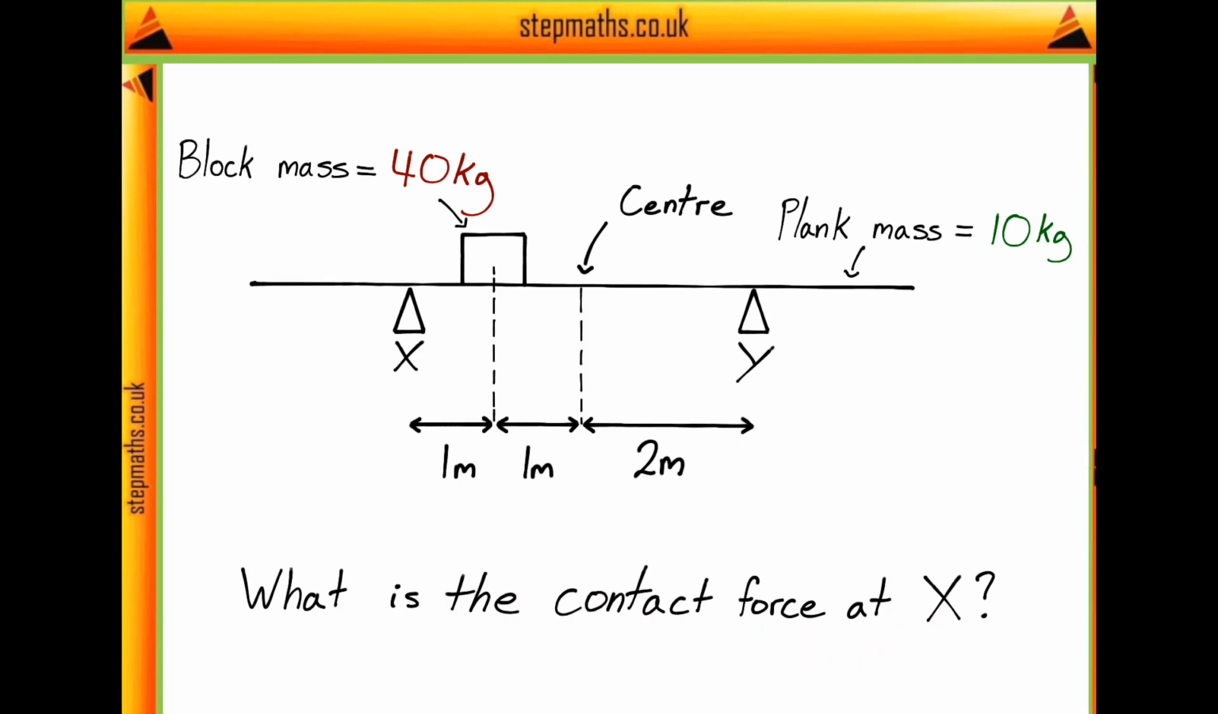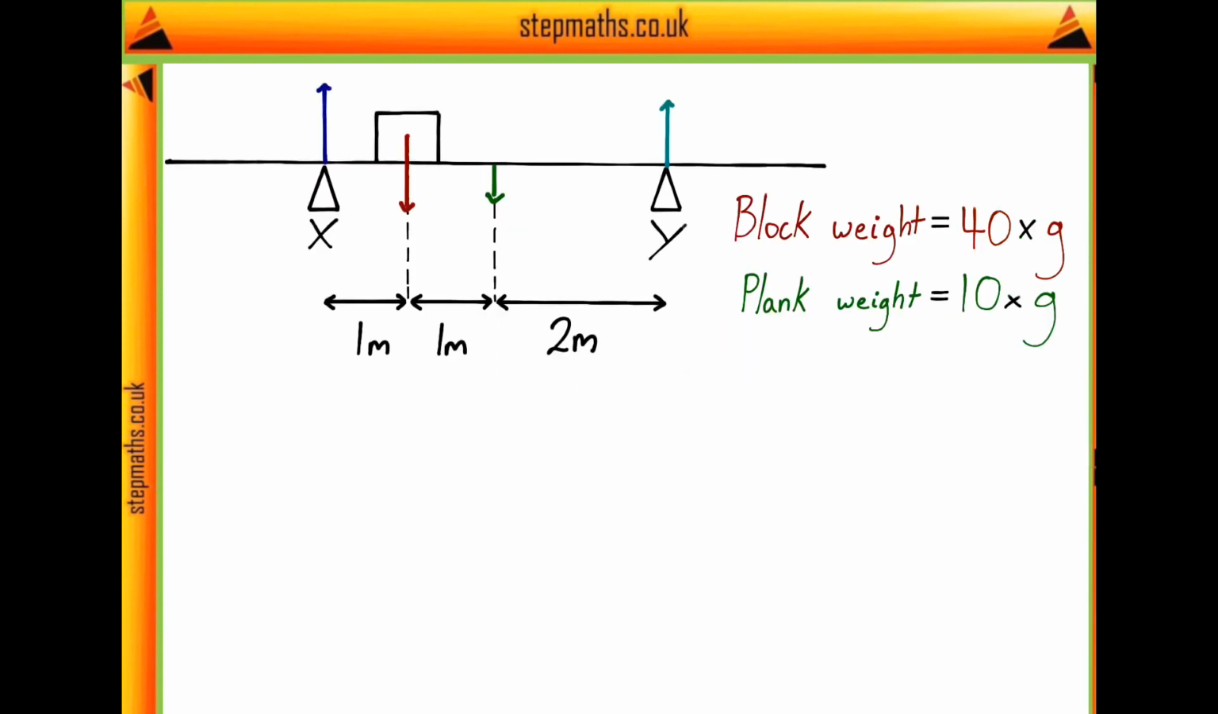So in this question, we're being asked about force at X. So why don't we go ahead and label our force at X and all the other forces that we can think of on our diagram. So we have our contact force at X, we have the weight of the block, we also have the weight of the plank, and then we have another contact force at Y. The weight of the block is just going to be its mass multiplied by the acceleration due to gravity, and that'll be the same for the plank as well.